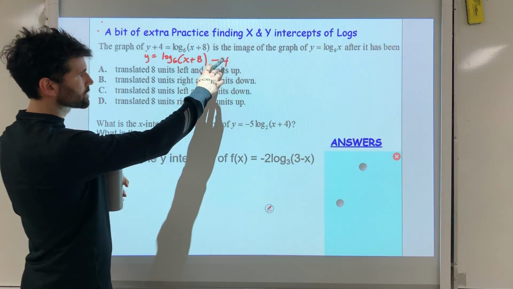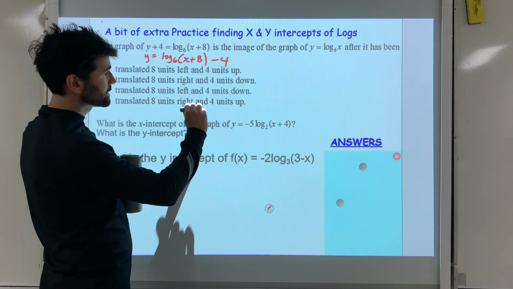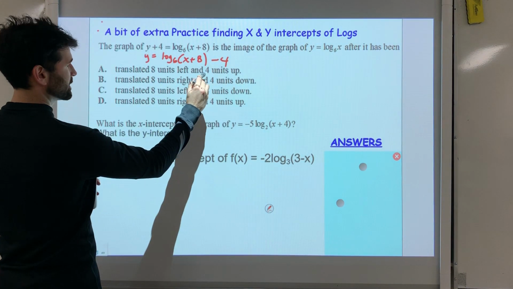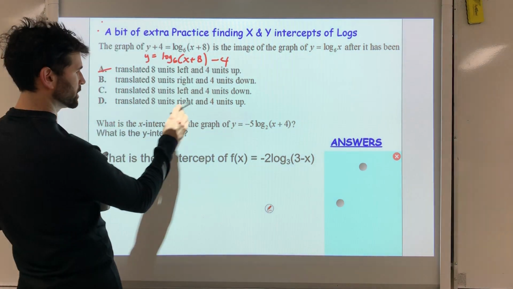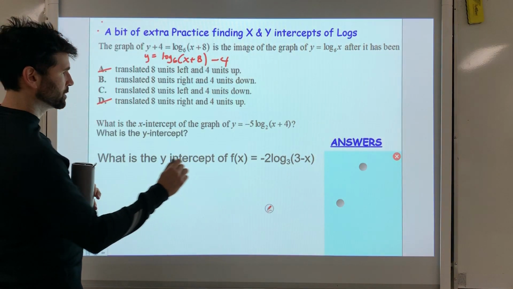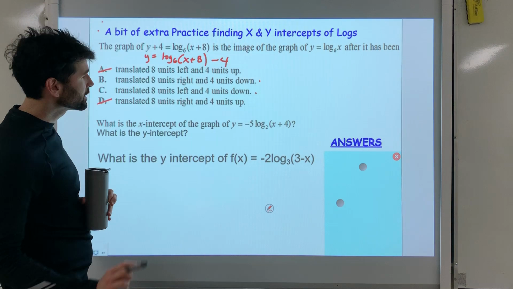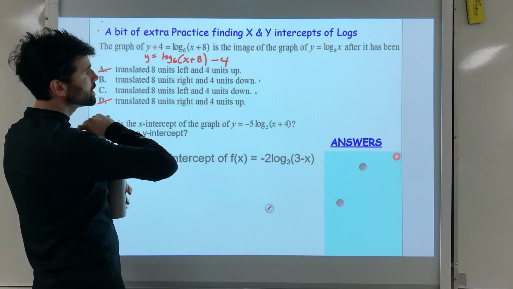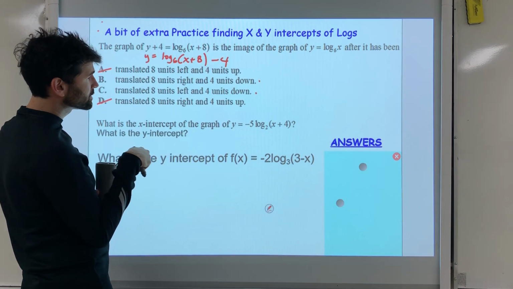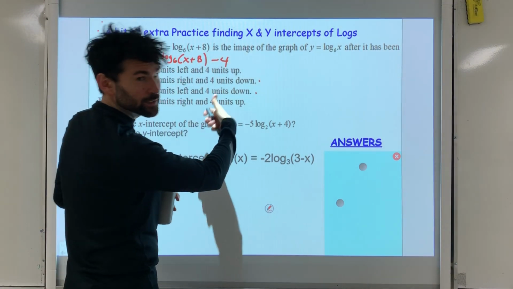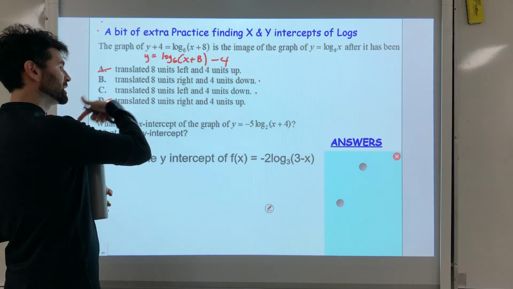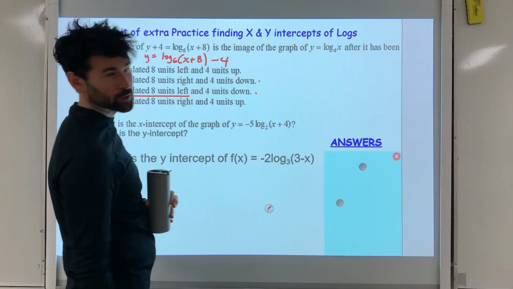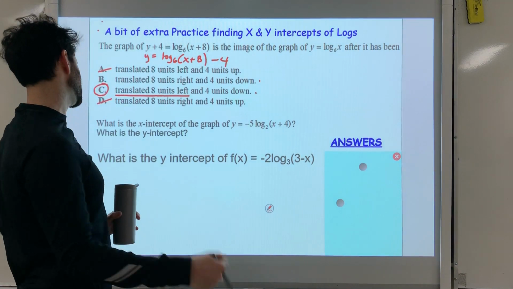Okay, now we're thinking transformation. So we know that this is going to be a vertical translation, so this is going to be 4 units down. So right away I'm going to get rid of anything that says 4 units up. That's not going to be right. So it's either going to be this one or this one. Now, the question becomes, what do we do with the 8 in the brackets with the x? Well, we know that's always the opposite, right? So if it says plus 8, you're not moving 8 units to the right, you're actually going to the left. So the answer is going to be C, translated 8 units left and 4 units down. Cha-ching! We got that one.